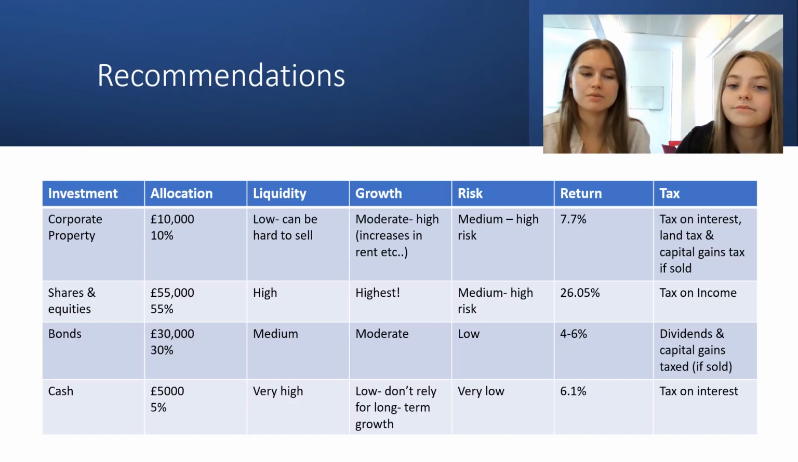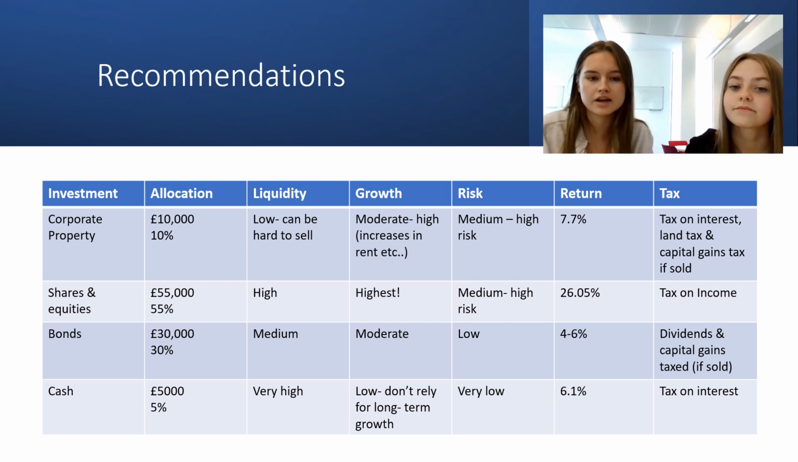So this is just a table summarising the qualities of each of the investment options that we've suggested for this client. It talks about the allocation, so how much money to allocate to each of the investments, the liquidity, the growth, the risk, return, and also the tax implications of each of the investment decisions. And as we can see, the highest liquidity and growth, risk, and return would be shares and equities.